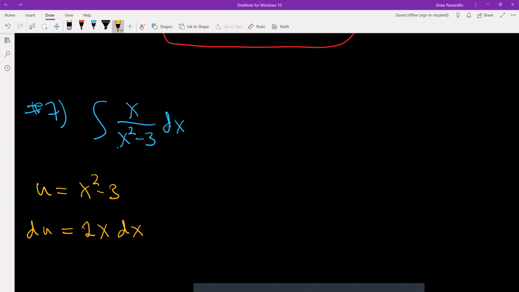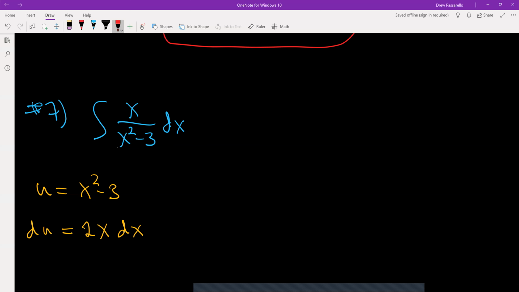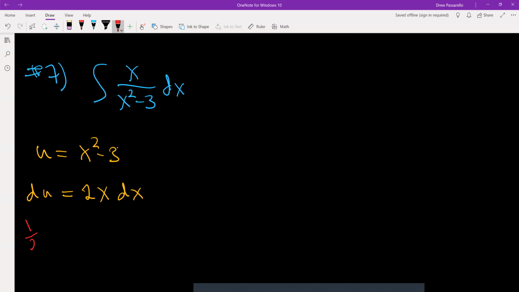Now notice in the integral, I have x dx. I don't have this 2. So I'd multiply both sides by 1/2. So I have 1/2 du is equal to x dx.